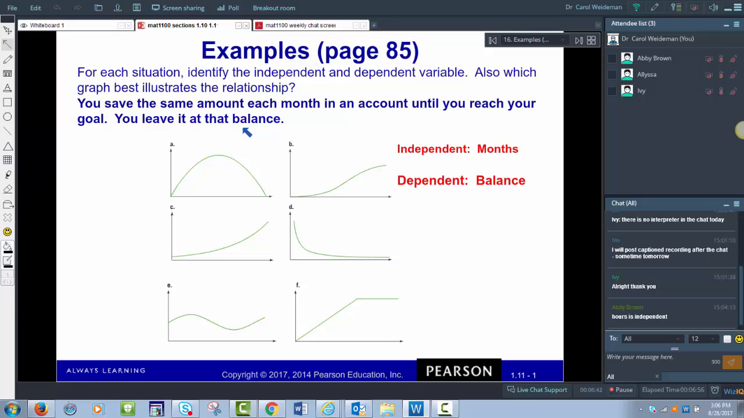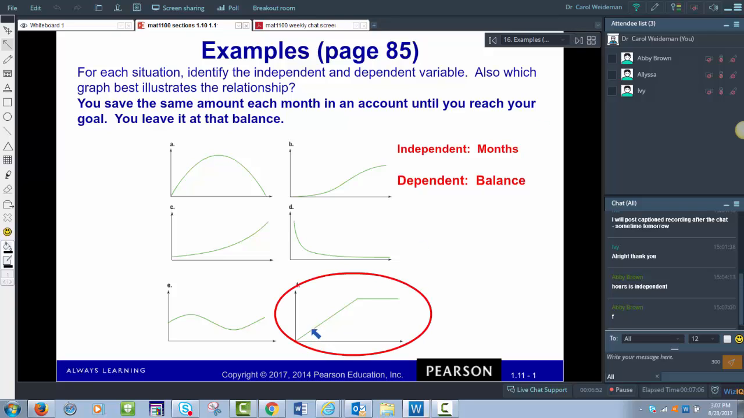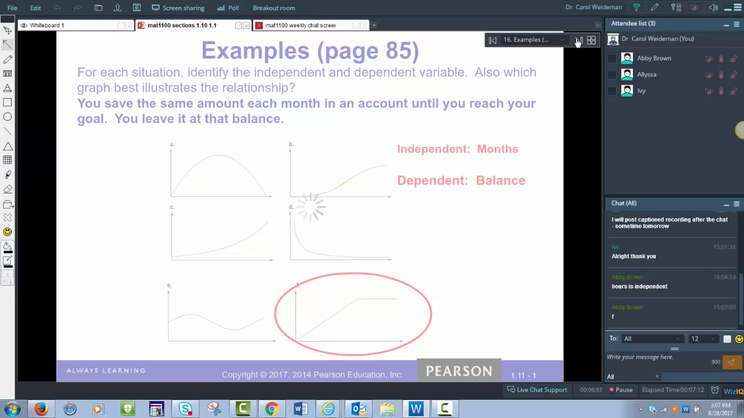Okay, does anybody want to pick the graph that fits this scenario the best out of the 6 graphs here? Anybody want to take a chance? What do you think? I see an F. Correct, Abby's right. Because what did we do? We put the same amount in each month, and then once we hit our goal, we left it there. All right, let's try another one.